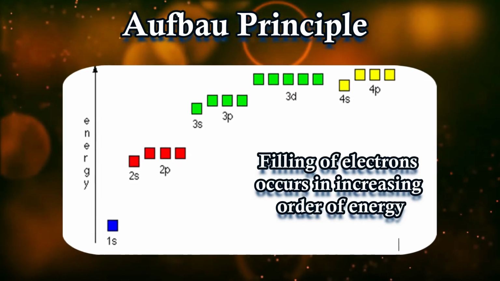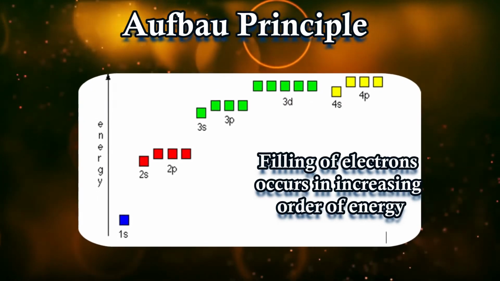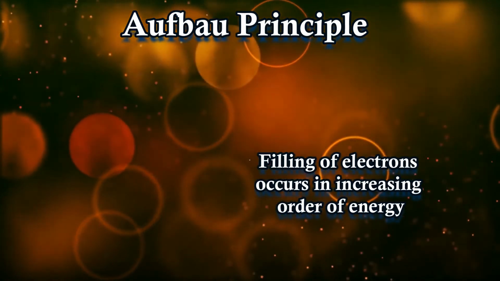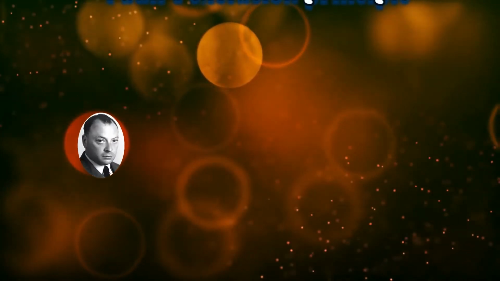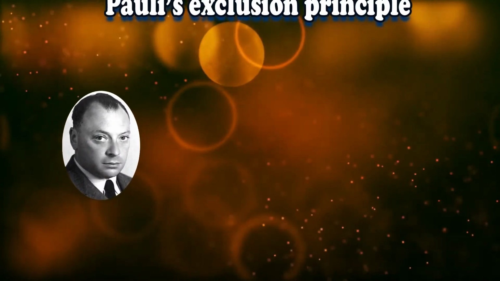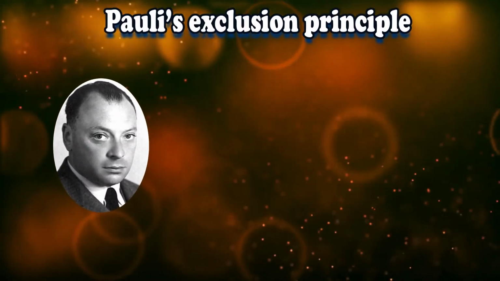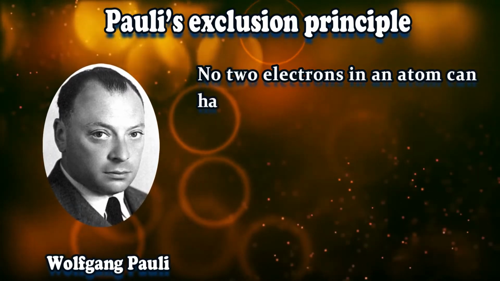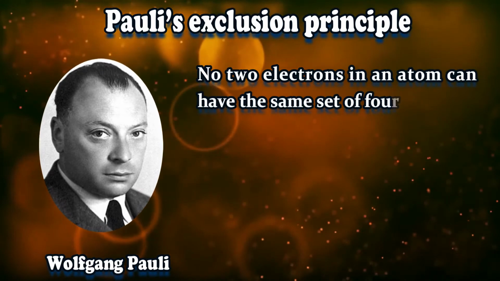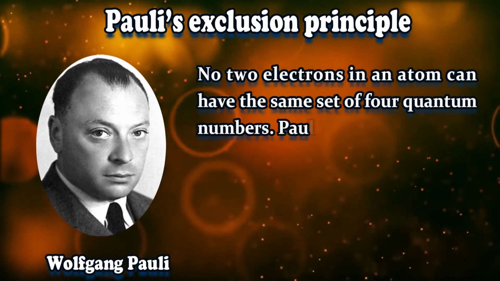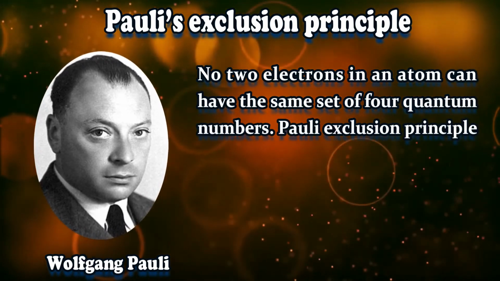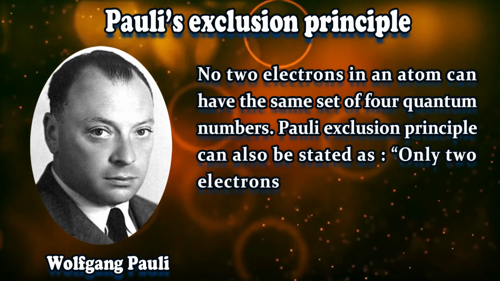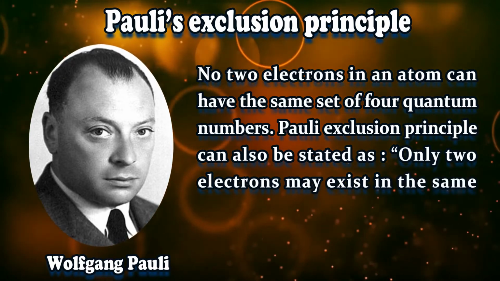Now after the above principle, we have two more principles. One is the Pauli exclusion principle and the other is Hund's rule of maximum multiplicity, right? Now the Pauli exclusion principle was given by Wolfgang Pauli in 1926. If we go for the statement of the Pauli exclusion principle, it clearly says that no two electrons in an atom can have the same set of 4 quantum numbers, right? In other words, only 2 electrons may exist in the same orbital, and these 2 electrons must have opposite spin.